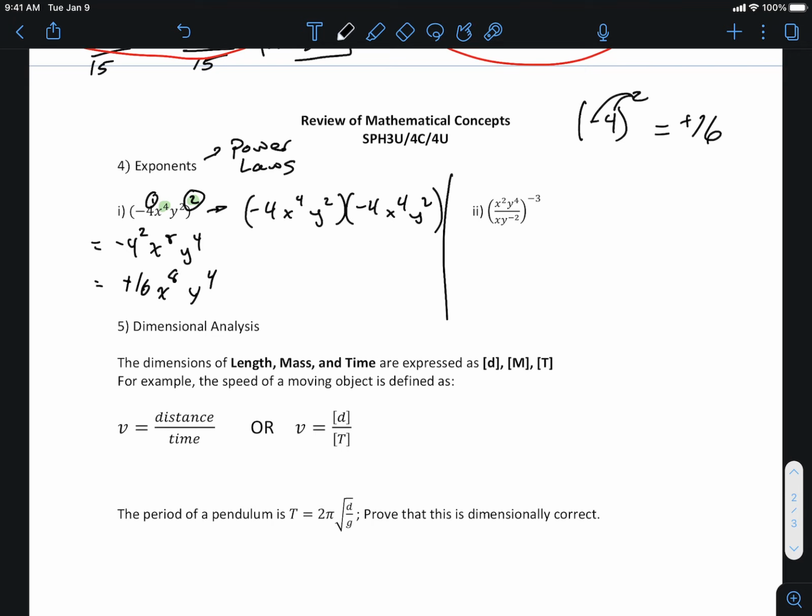Okay, I'm just going to apply the power rules again here. So this one's got a little bit more complicated. What you've got here, I'm just going to apply the negative 3 to everything that I see. So I'm going to get x, 2 times negative 3 is going to be negative 6. Y to the negative 12. All I've done is multiplied the exponents. That's going to be divided by x to the negative 3, y to the positive 6.